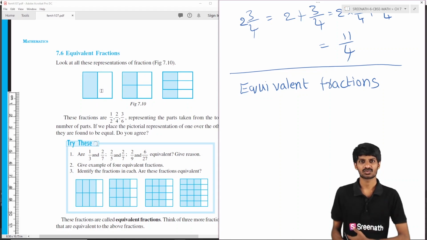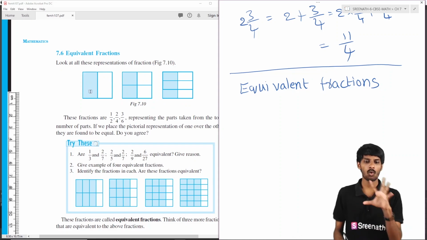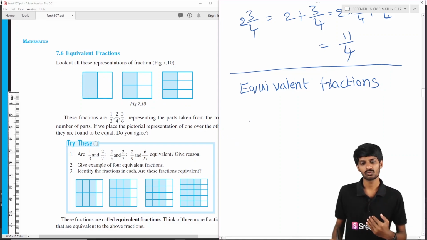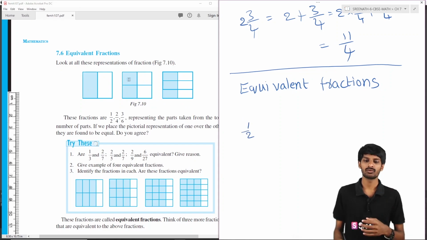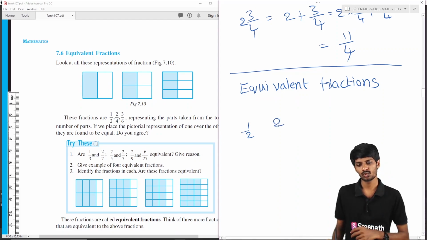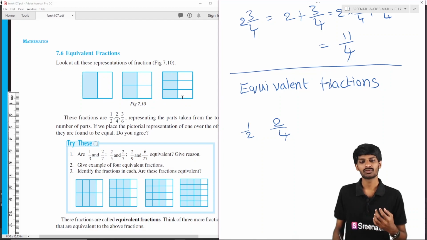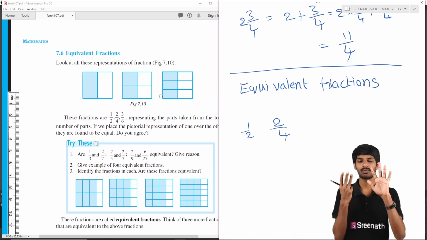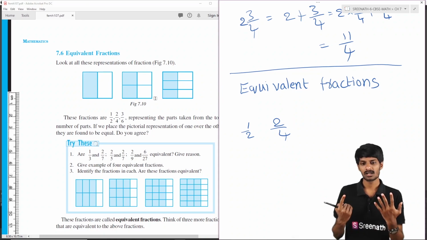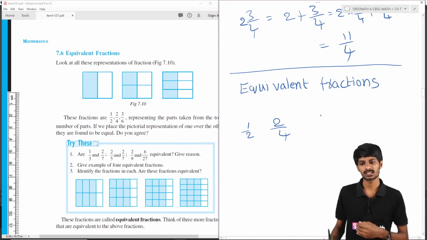So look at these fractions, students. It is one whole, made into 2 parts, and one part is shaded. So the first thing is 1 by 2. If you take this, it is 1 whole made into 4 parts and 2 of it are taken, so it is 2 parts out of 4 parts. Take this, it is made into 6 parts. Out of 6 parts, 3 parts are taken, so it is 3 by 6.